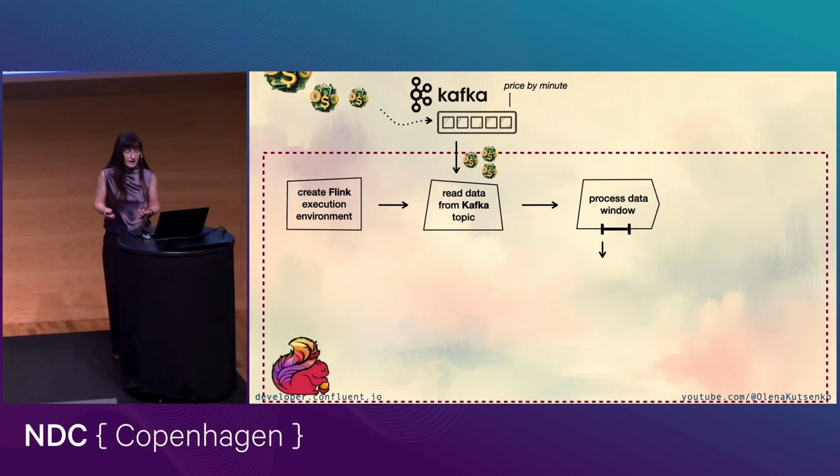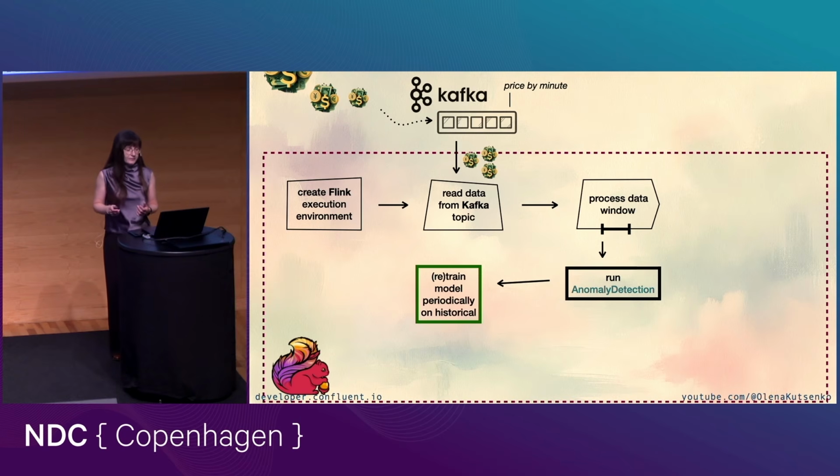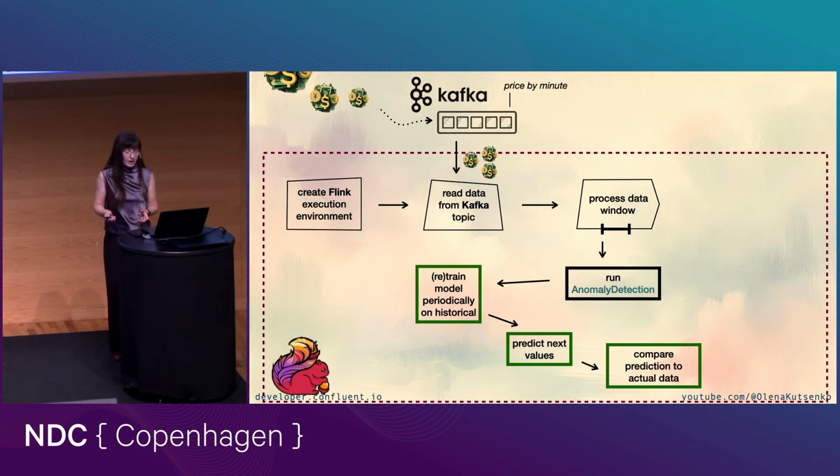We will take the data window and run the anomaly detection method, which we will define in a second. We can retrain the model periodically on the historical data which we have, or take the values which we already calculated before and use them to predict next values, and compare the prediction to the actual values. So we try to forecast into the future. And then when we forecast, we ask: what is the difference between the forecasted and reality? And then we bring the data back.